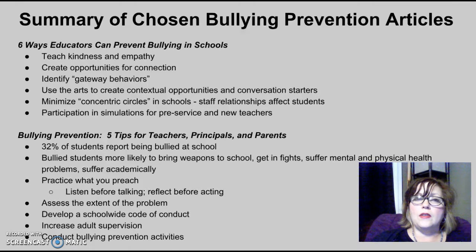Develop a school-wide code of conduct. You need to do that and have that at the beginning of the year. Let kids know about it. Let parents know about it. Let teachers know about it. Let them know exactly what's expected. And then increase adult supervision. That is at recess, in the hallways during bell time, after school, before school, in the cafeteria.